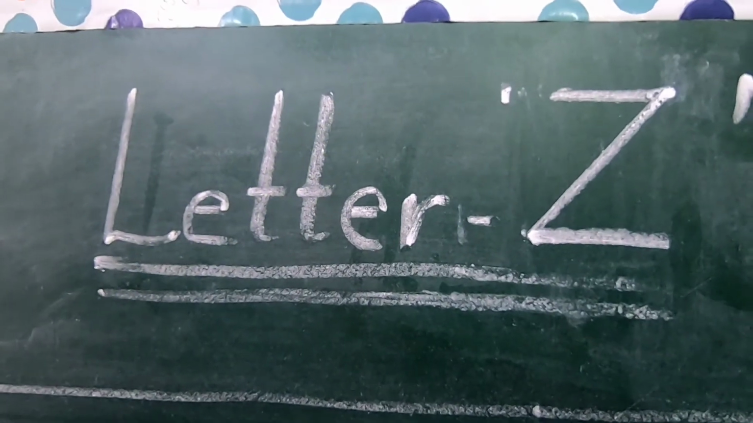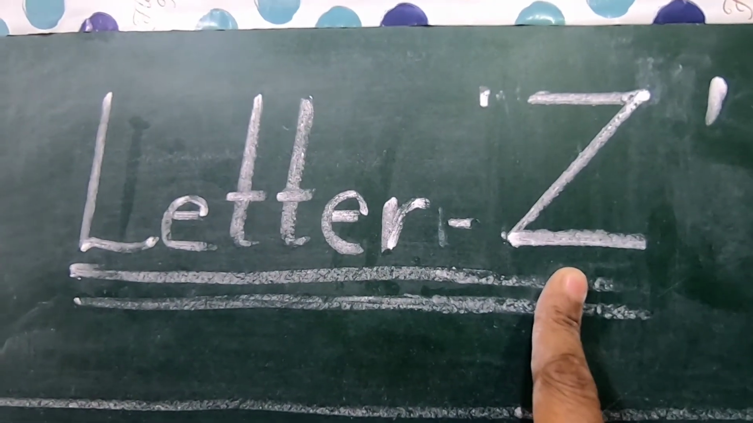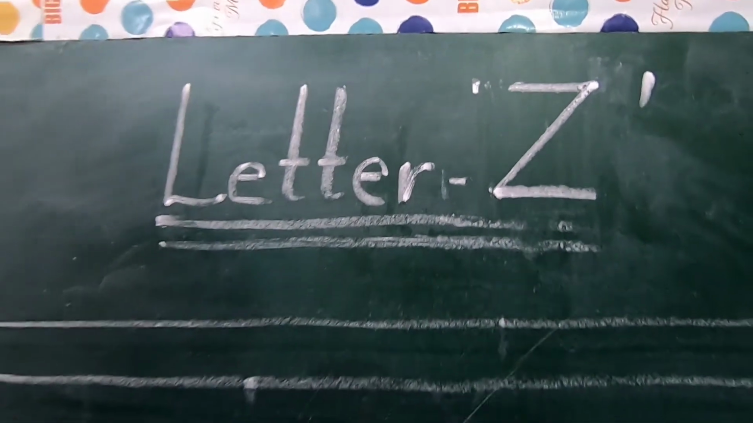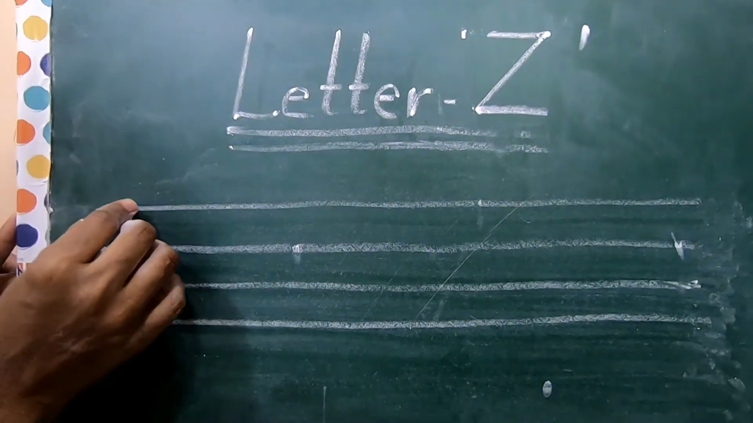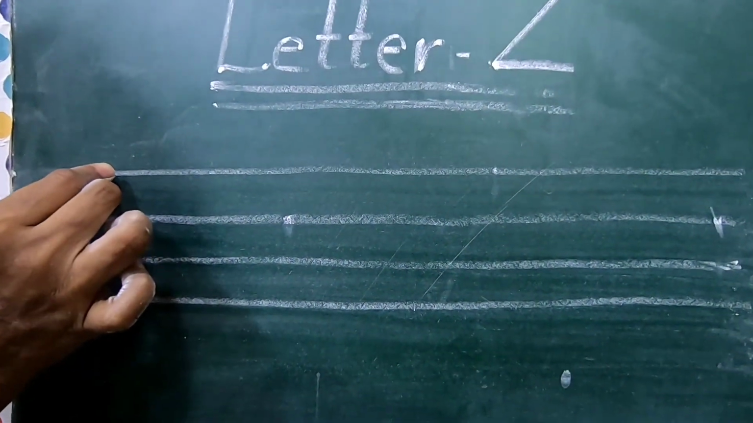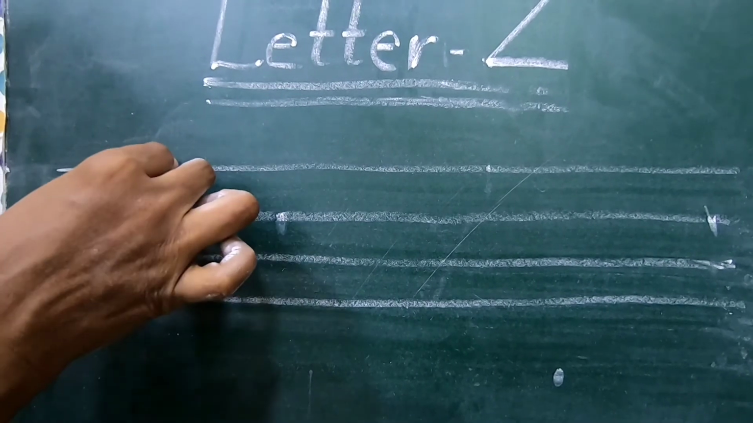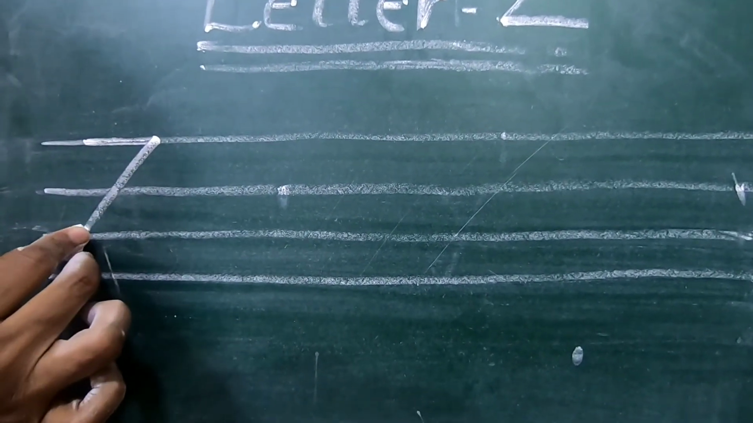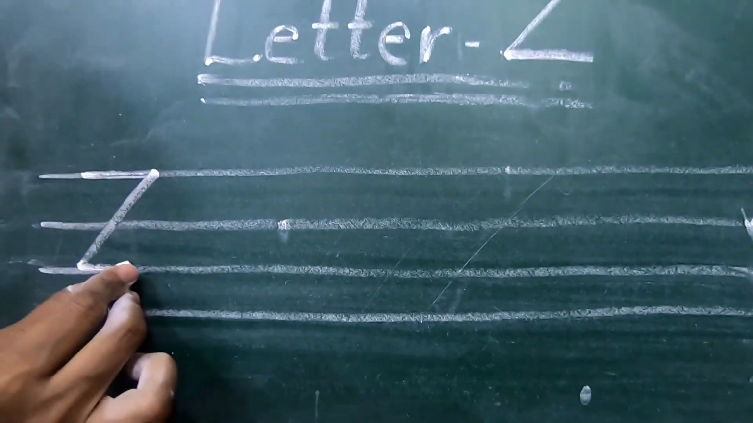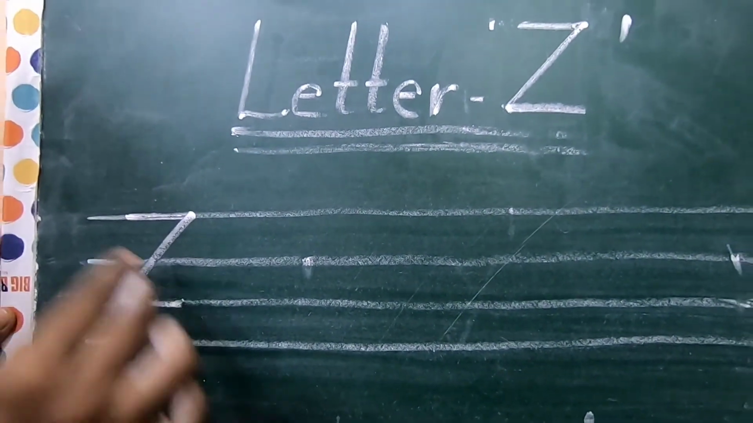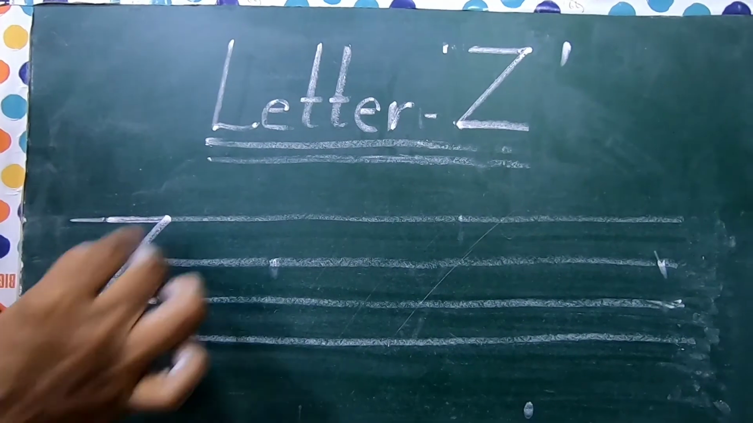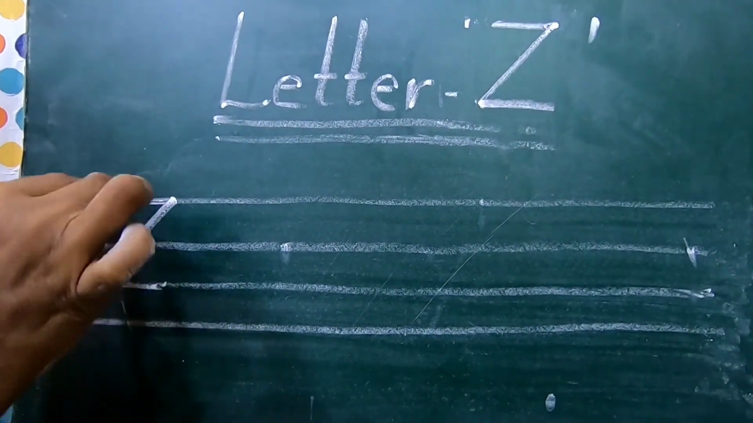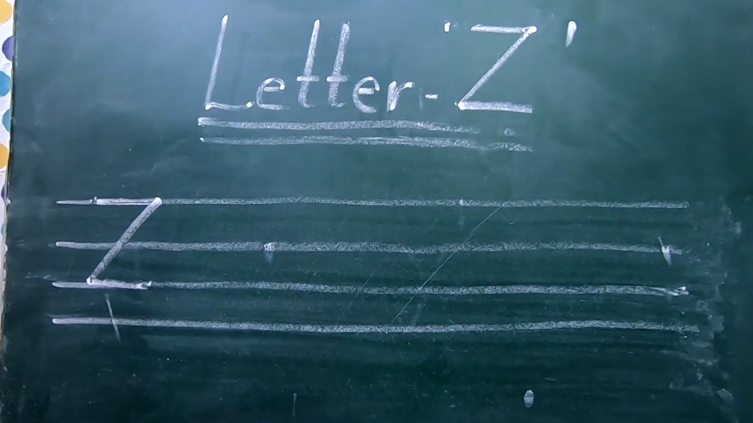Now the next letter is Z. Let's practice capital Z. So from the front line we will start. We will make a sleeping line. Then a slanting line up to the base line. Then again make a sleeping line. Be careful, these points should be at the same level. Okay, then you will write in a neat way.